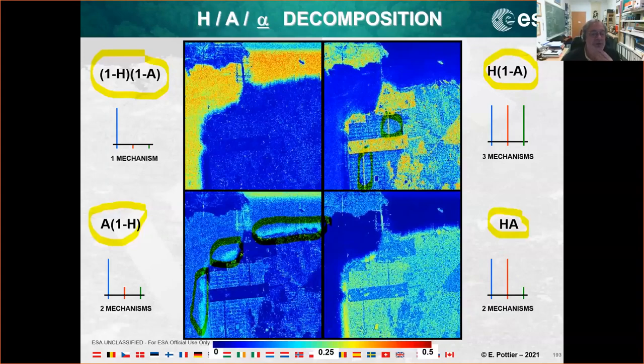Yes, so you have the answer: one mechanism plus another one which is lower. And the parameters change with local incidence angle for the same target. The most significant example is the double bounce, the dihedral. You get this effect when you have only 45 degrees of local incidence. If I move a little bit, my local incidence changes, and my double bounce becomes one single bounce. So the alpha parameter will change.